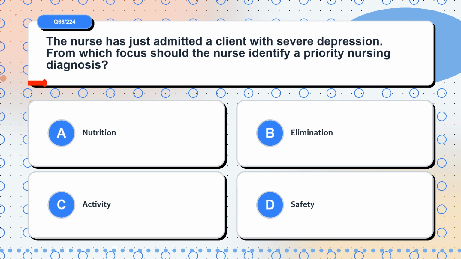Question 66. The nurse has just admitted a client with severe depression. From which focus should the nurse identify a priority nursing diagnosis? Here are the options. Option A. Nutrition. Option B. Elimination. Option C. Activity. Option D. Safety.